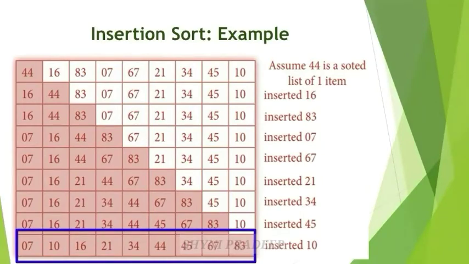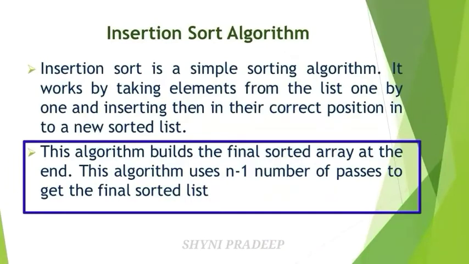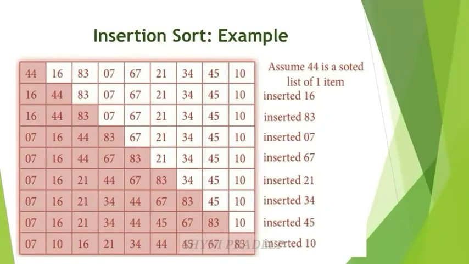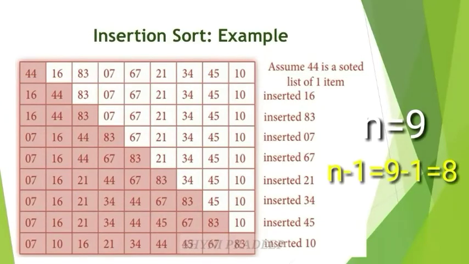See here, this algorithm uses n-1 passes to get the final sorted list. N-1 means what? N means the total number of elements. What is the total number of elements? See here, the number of elements is 9, that is n. So n minus 1 means 9 minus 1, which is 8. So we have to complete n minus 1 passes to get the final sorted array. Here n minus 1 means 8.